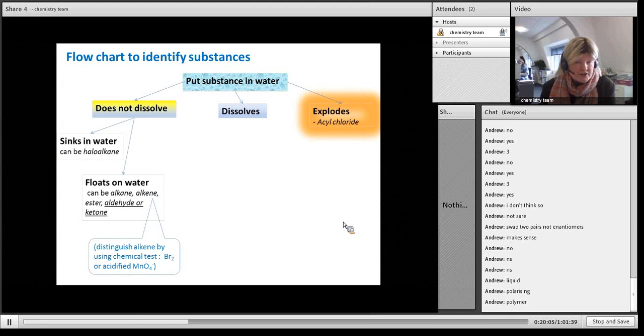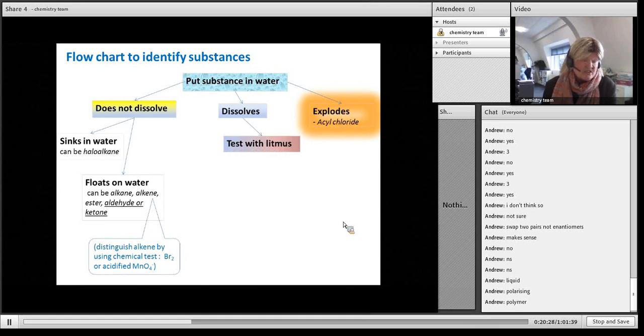Now, I've just put this in here because we haven't done reactions yet, but we do distinguish the alkenes by two chemical tests, which we'll hopefully look at later today if there's enough time available. And that you've got to remember when you're doing these sort of flowchart type things.